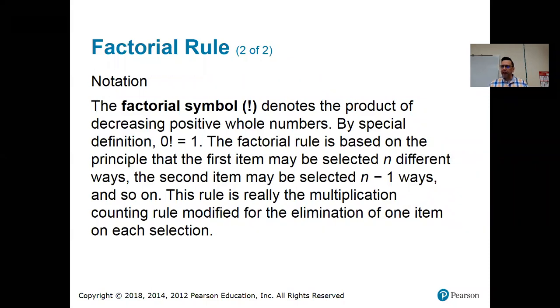All right, so the factorial rule is based on the principle that the first item can be selected n different ways, second can be selected n minus 1 ways, et cetera, et cetera. Okay, so again, it's just a special case of the multiplication rule.